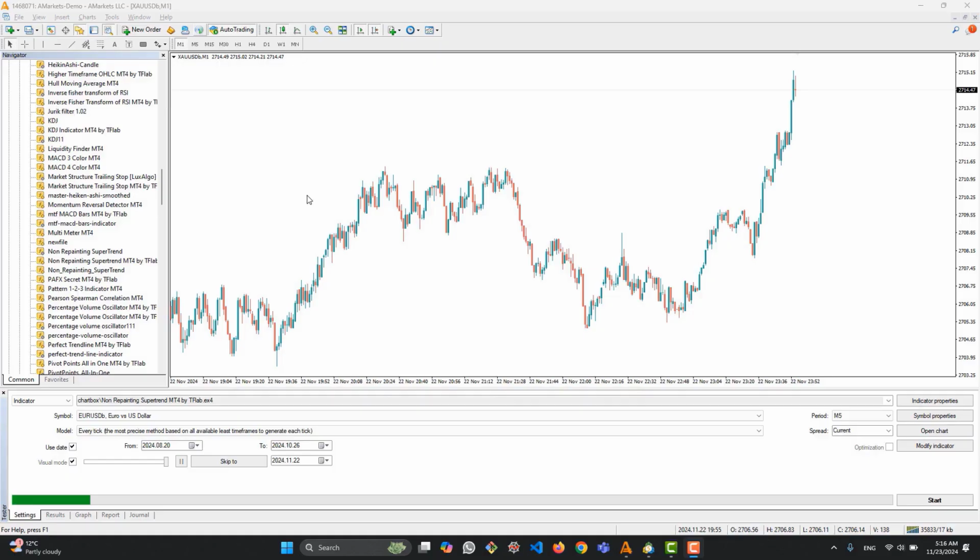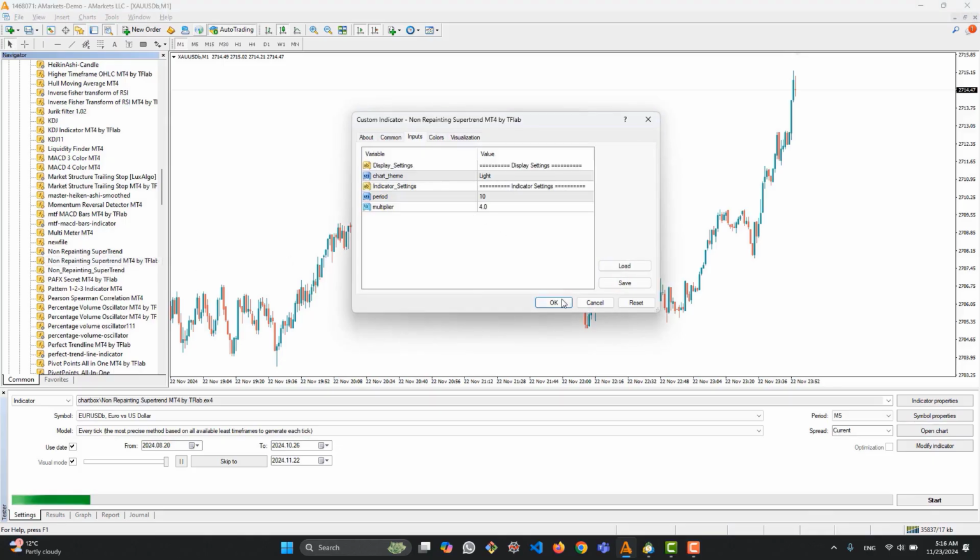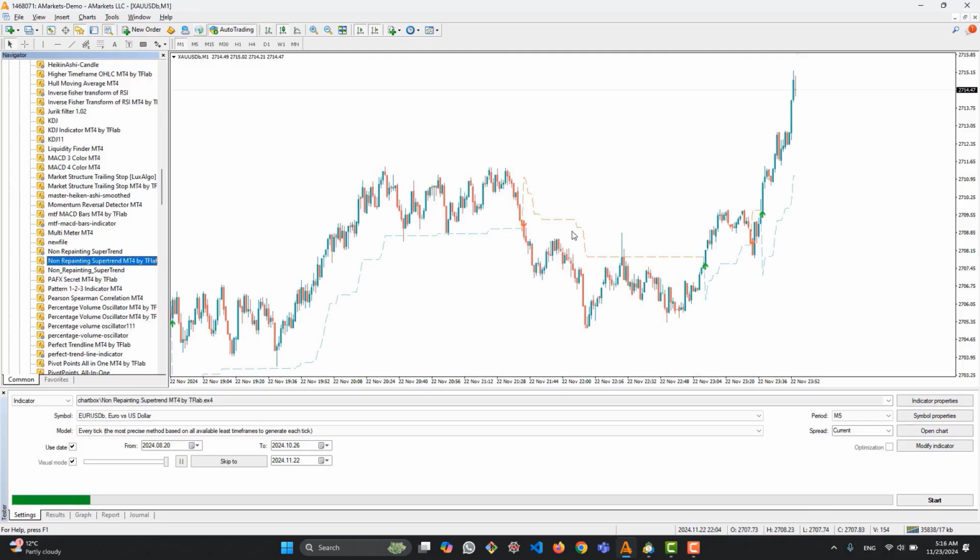Hello. In this video, I will review the Supertrend non-repainting indicator on the MetaTrader 4 and MetaTrader 5 platforms. This indicator can help us identify trends and also detect trend changes. And we can also use this indicator to select appropriate support and resistance levels on the chart.